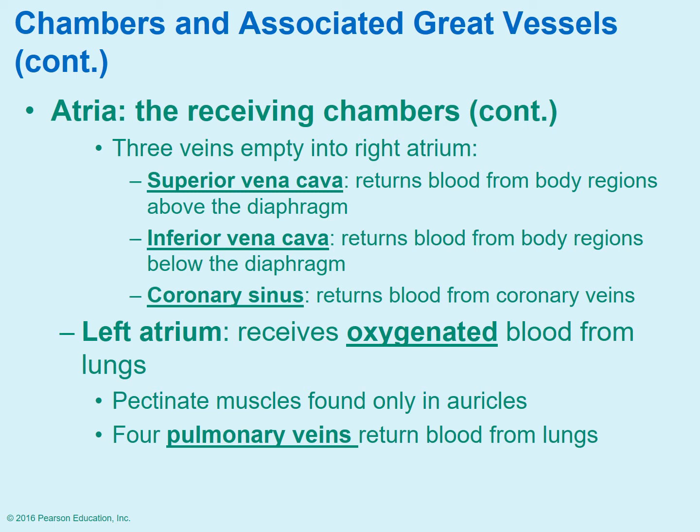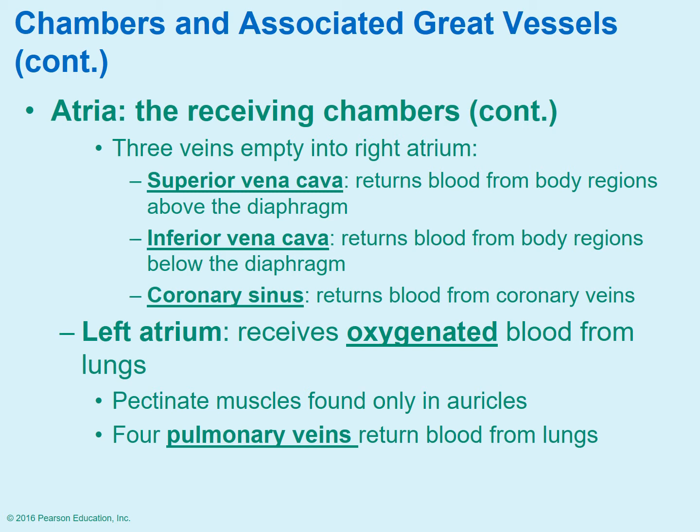Let me just mention here that some people, especially if they're looking at diagrams, want to say that veins are blue and the arteries are red. Yes and no. That's not going to hold true with the pulmonary circulation. So I always prefer that you just think of it as veins are returning blood to the heart, arteries are taking blood away from the heart.